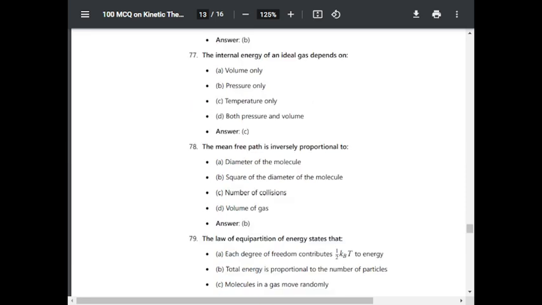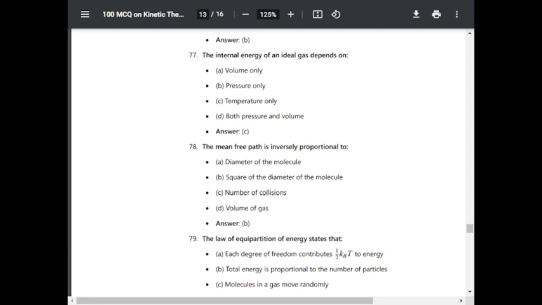Question number 77. The internal energy of an ideal gas depends upon: option A, volume only; option B, pressure only; option C, temperature only; option D, both pressure and volume. The correct answer is C, temperature only. The internal energy of an ideal gas depends upon temperature only.